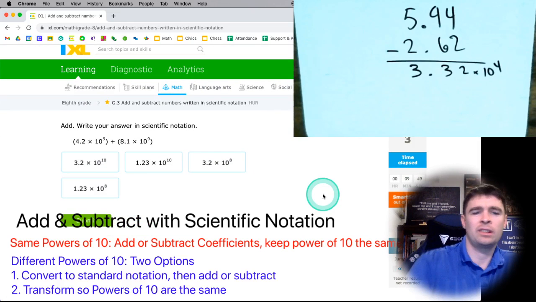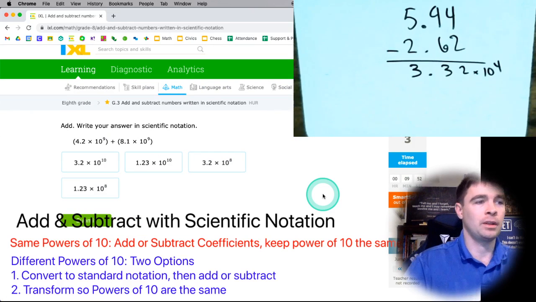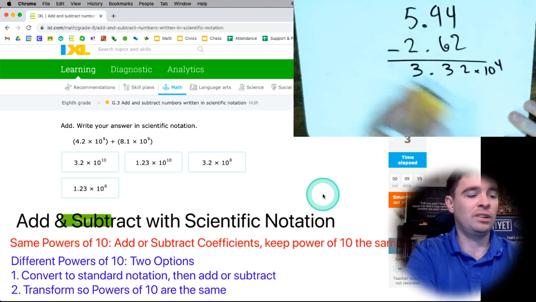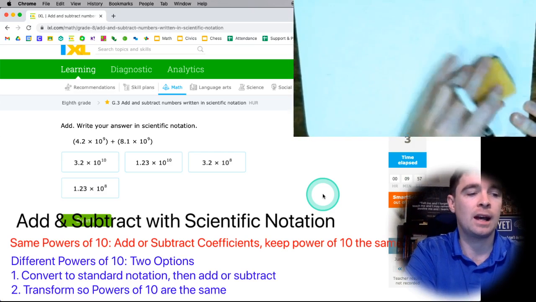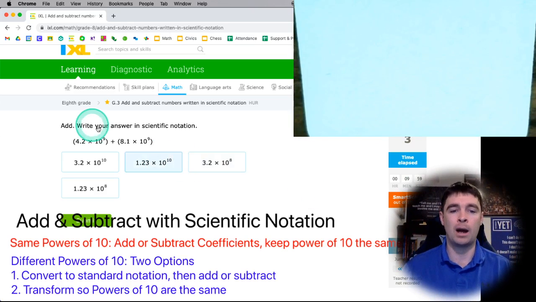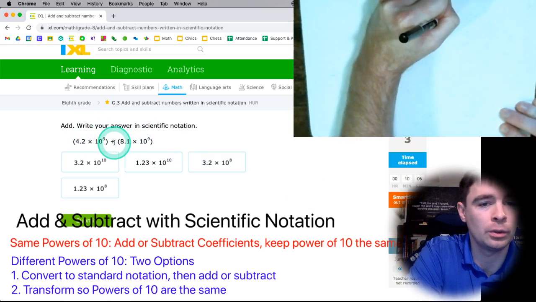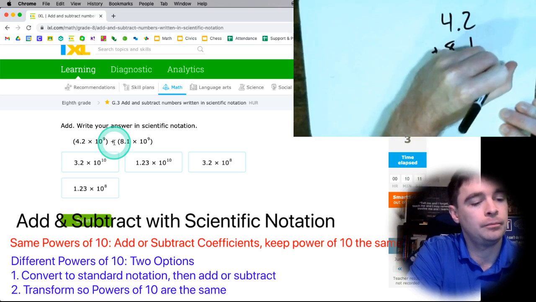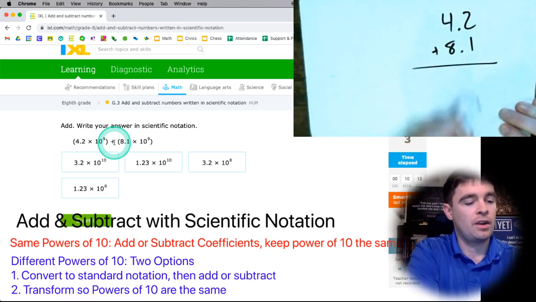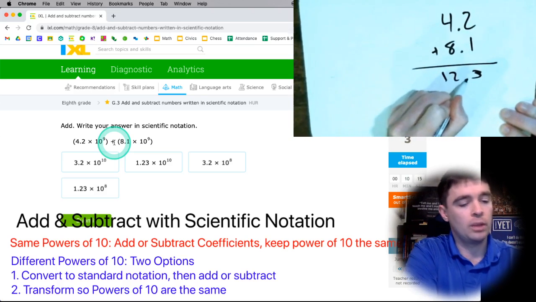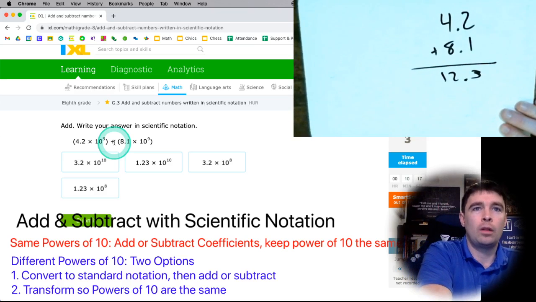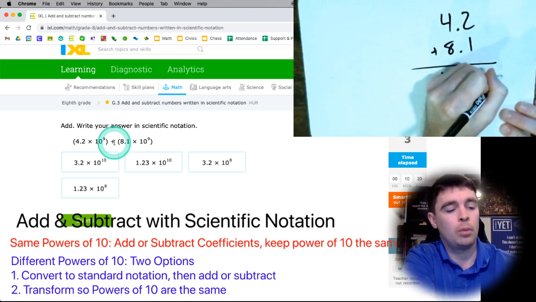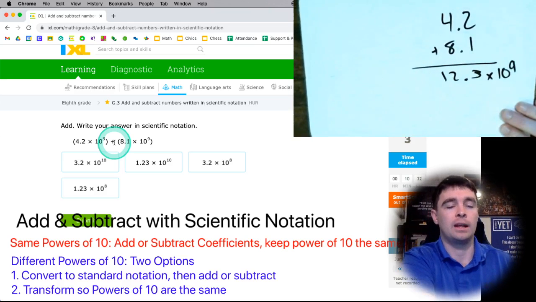Now, here's our first example of an addition one, and we'll see something else come up that's a little tricky here. So we do see same powers of 10 again. Anytime it's addition or subtraction and you see the same powers of 10, you can simply add or subtract the coefficients. In this case, we're being asked to add, so I'm going to do addition with 4.2 plus 8.1. And if I follow the algorithm, that gives me 12.3. Now recall the power of 10 stays the same, so this is 12.3 times 10 to the power of 9.